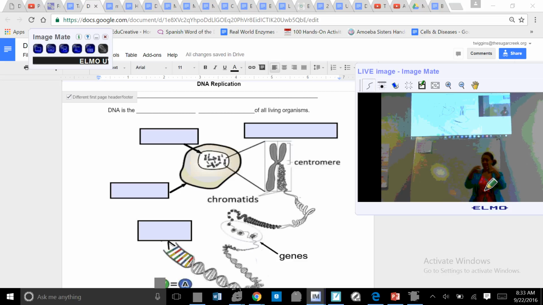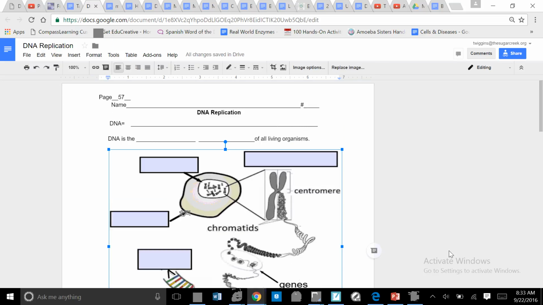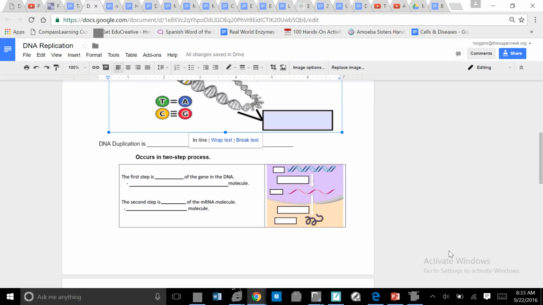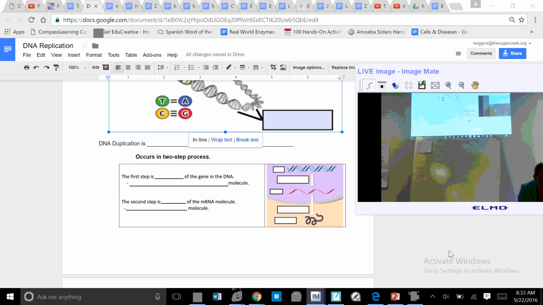Yes. But then there are times where DNA has to copy itself. And when DNA is copying itself, we go through two processes. What are they? Victoria? Which one is first? Translation. And then transcription. All right.